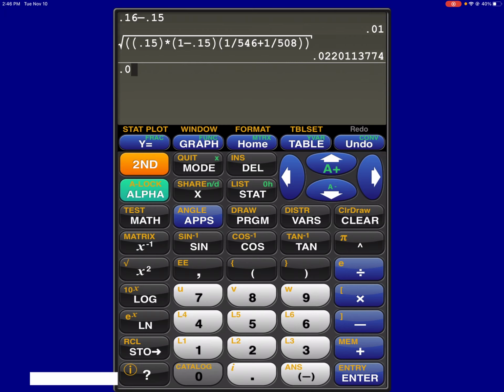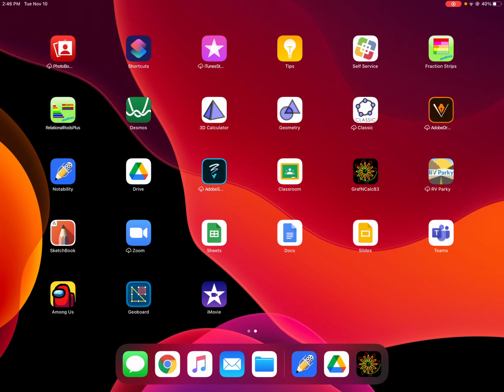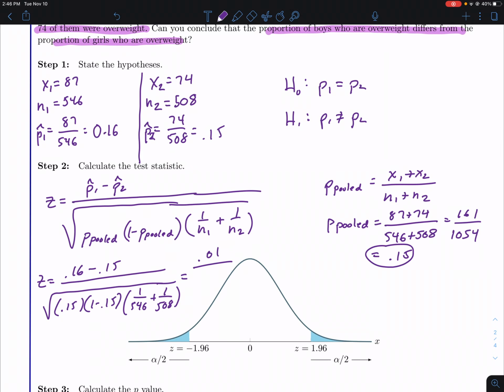So now if we do like we did last time, 0.01 divided by the second answer, it looks like we get 0.45 as our z-score in this case. So let's write our z-score down. Oh, 0.45. Let me write it over here so it's easier to see.